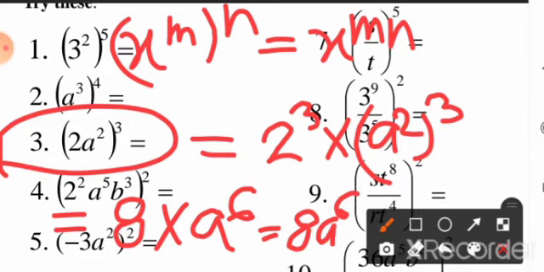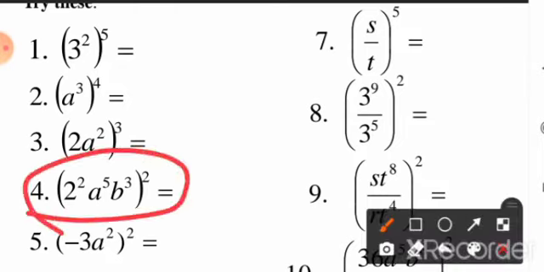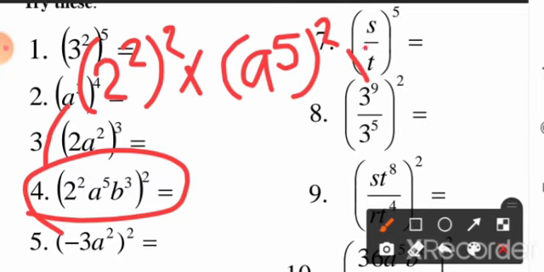Now next one is question number 4. Again apply the same identities, and some other laws are also applied in this question. Question number 4 says (2 power 2 a power 5 b power 3) whole power 2. So how to calculate this question? First, using the identity (x power m) whole power n is equal to x power m into n, apply it: (2 power 2) whole power 2 into (a power 5) whole power 2 into (b power 3) whole power 2.